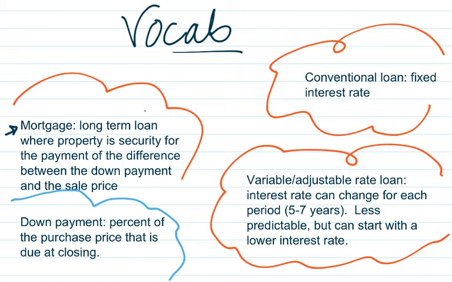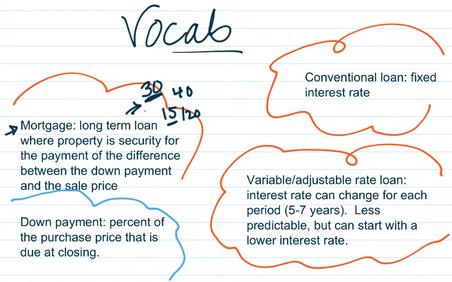So long-term, this means over a long period of time. Typically, mortgages are around 30 years. They can be 40. Sometimes they're 15, and sometimes they're 20. But the most common ones are actually probably a 30-year financed mortgage and a 15-year financed mortgage.